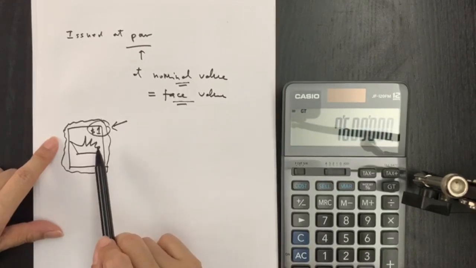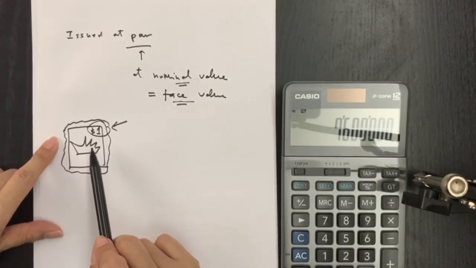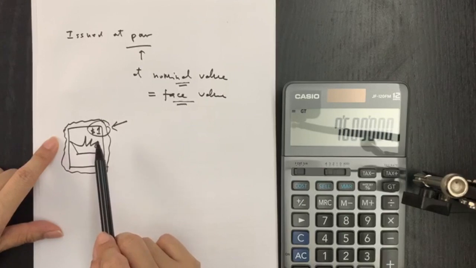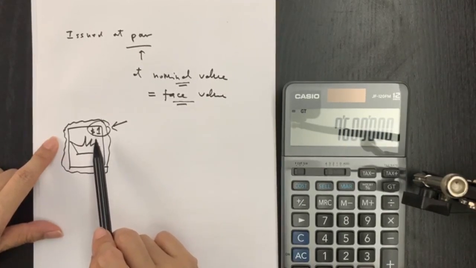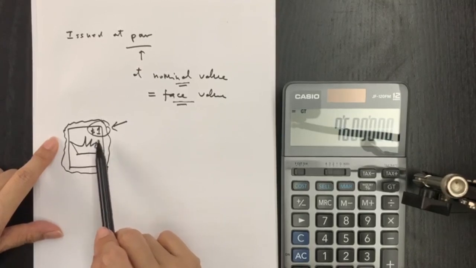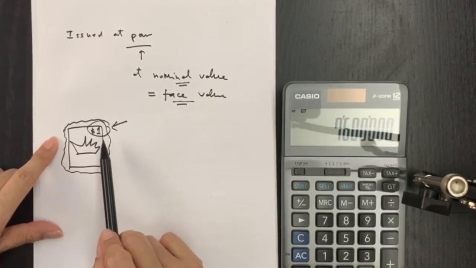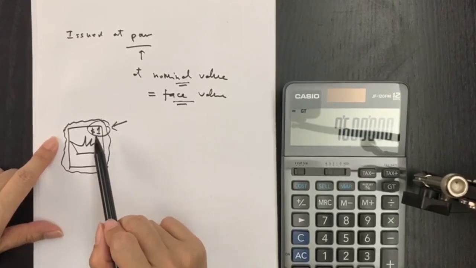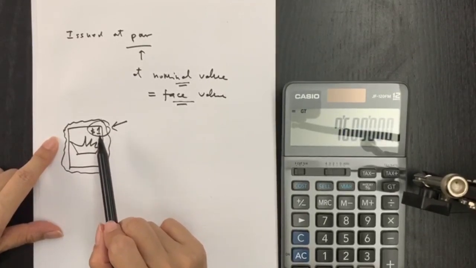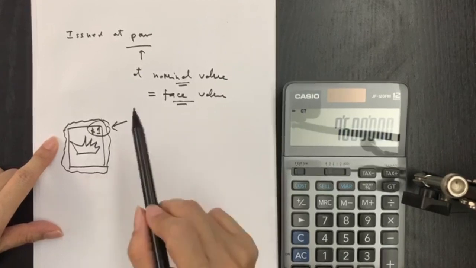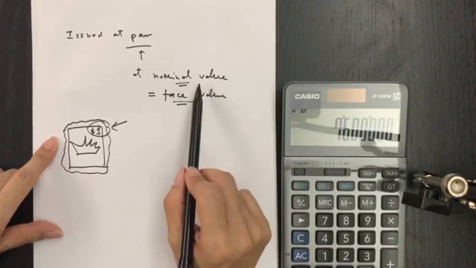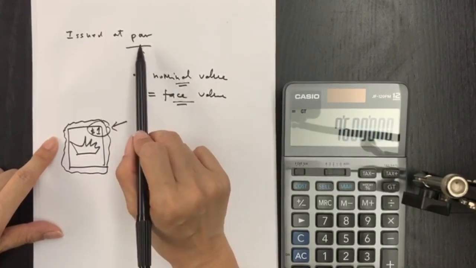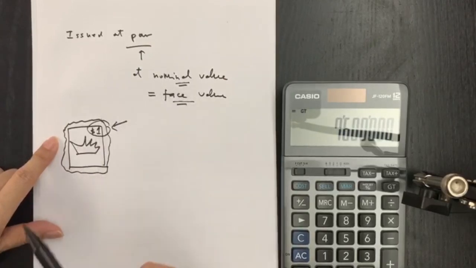However, many years later, if you still want to buy this stamp, I don't think you pay $1. Okay, so you may need to pay 100 times more, maybe 1,000 times more, depends on demand and supply. Okay, but anyway, this is $1 in 1997. Before 1997, we pay $1 to buy the stamp, and this $1 is the nominal value, and then issued at par means same as the nominal value.